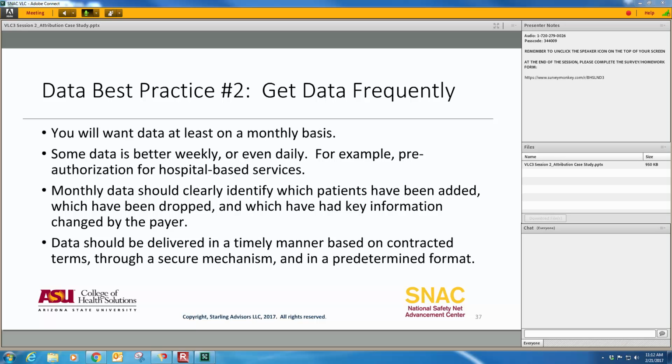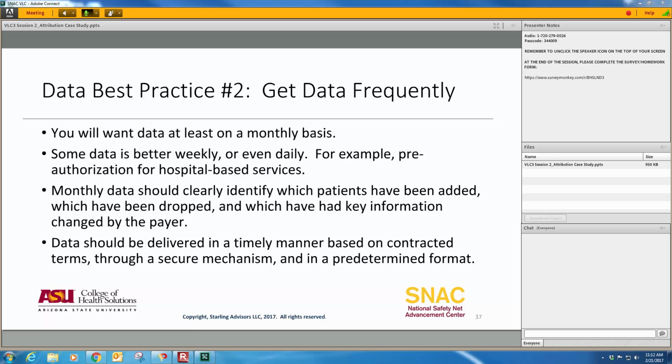Get data frequently. We think that monthly is the best. Certainly if you could get it sooner than that, that would be amazing, but monthly is definitely the benchmark to shoot for. The data that we'd love to get our hands on a weekly or even daily basis that's tied to the attribution process would be pre-authorizations for hospital-based services. So tell me before the patient is even admitted that they might be admitted to the hospital. Not everybody can do that. Not every plan can do that. But when they can, we can actually make things even more actionable.